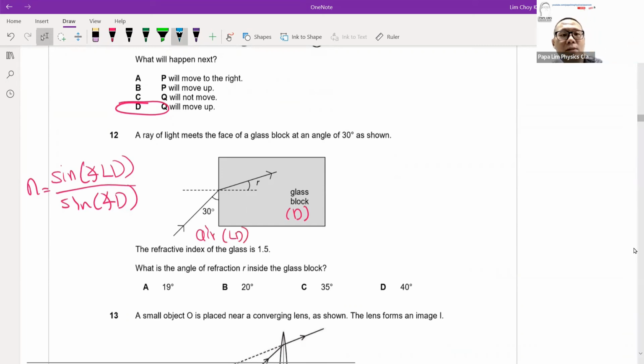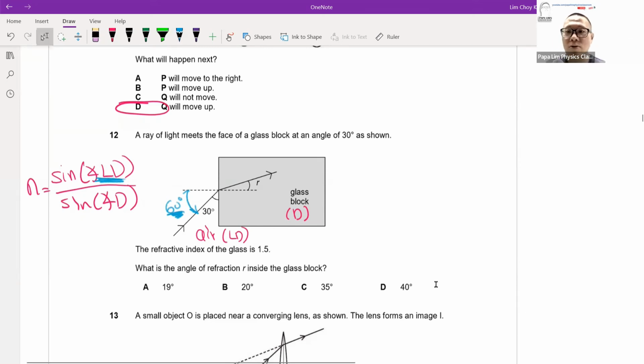But the common trick that we always try to play on students is that the angle for a light ray always has to be measured from the normal to the ray itself. So in this question, although I'm given 30 degrees, the number I should substitute in the numerator cannot be 30 degrees. It has to be 60 degrees. So if you substitute the number, you should be able to get the answer straight away.